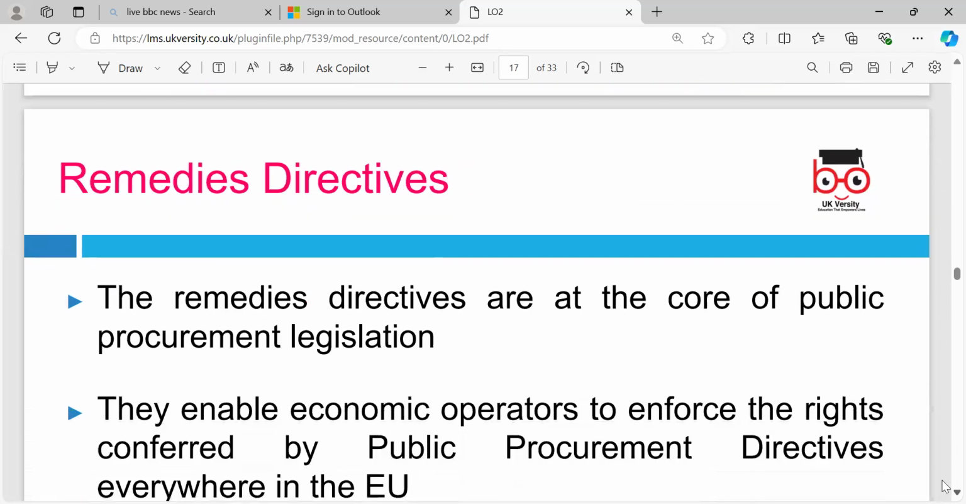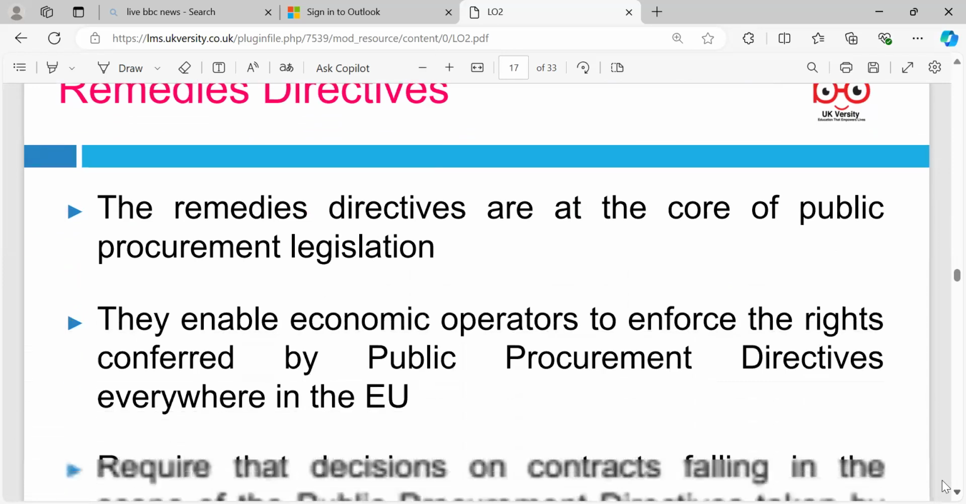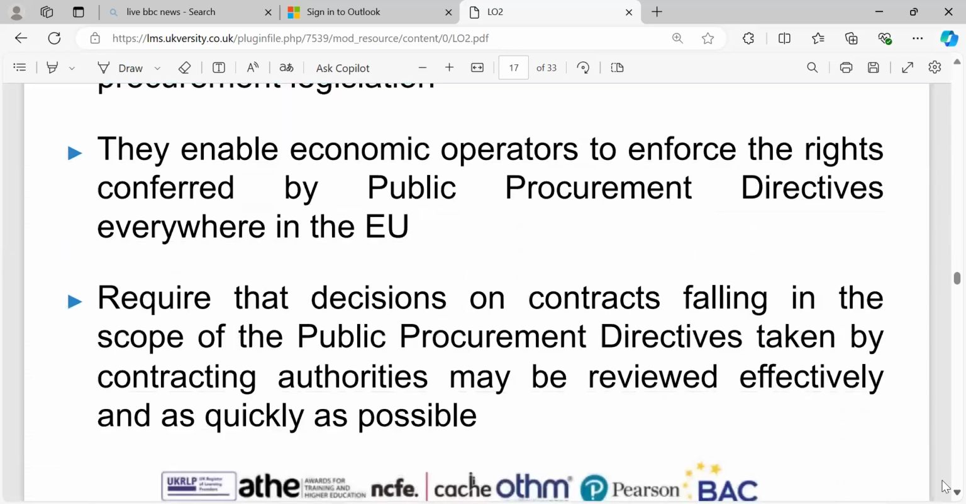The Remedies Directive is at the core of the public procurement legislation. It enables economic operators to enforce the rights conferred by the public procurement directive everywhere in the EU. It requires that decisions on contracts falling within the scope of the public procurement directive, taken by the contracting authority, may be reviewed effectively and quickly.